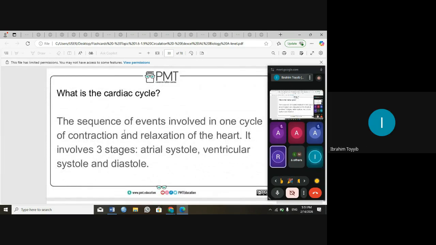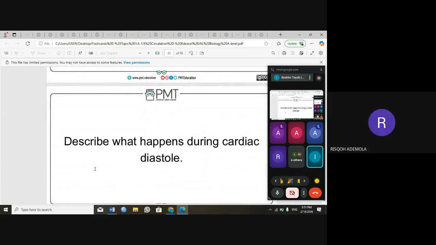So the cardiac cycle is the sequence of events involving one cycle of contraction and relaxation of the heart. It involves three stages: the atrial systole, ventricular systole, and diastole. So you can still remember, describe what happens during cardiac diastole. Does it contract or relax?